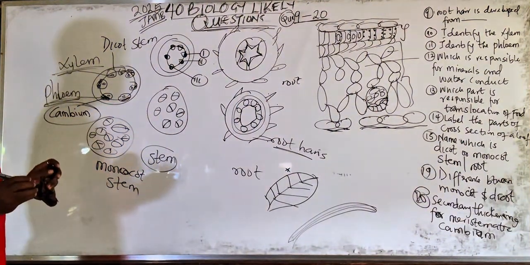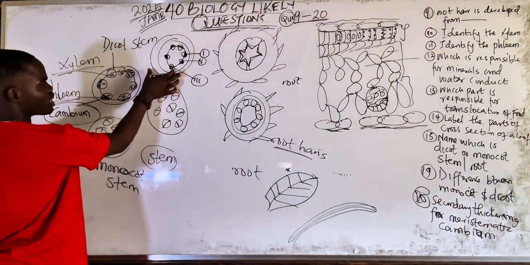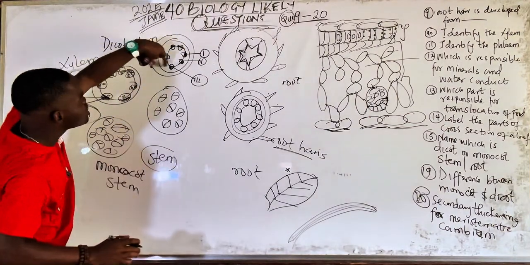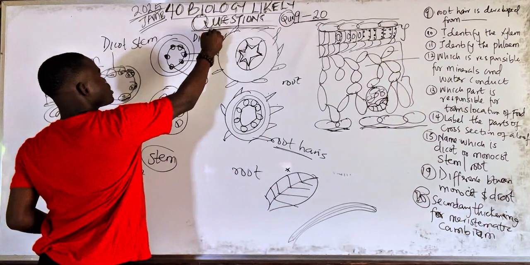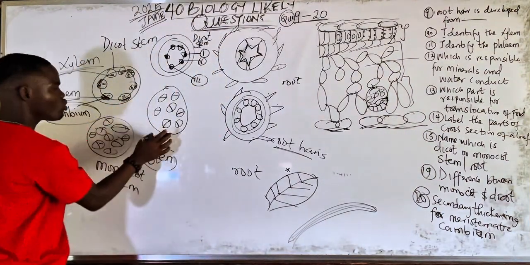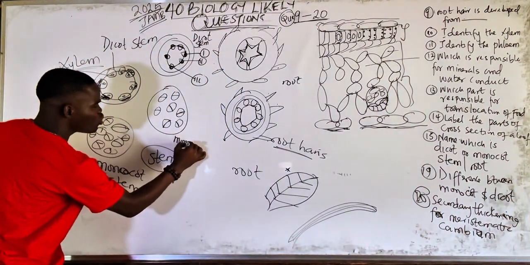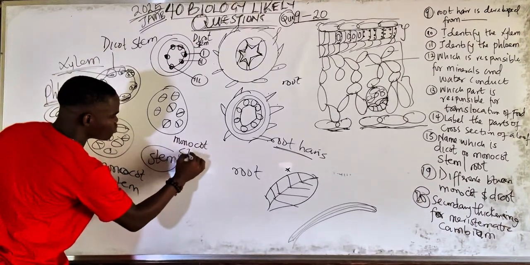Now, that means we already established another fact. We already said this is stem and stem, because you can see it is regular, it is organized. So this is a dicot stem. Why this one is a monocot stem.